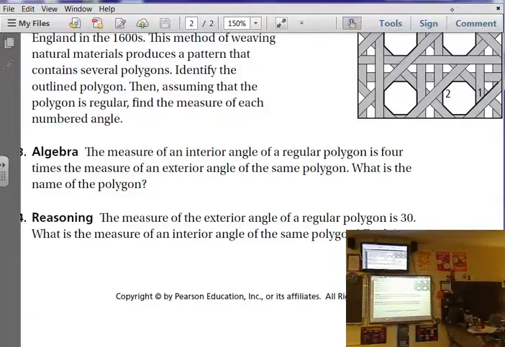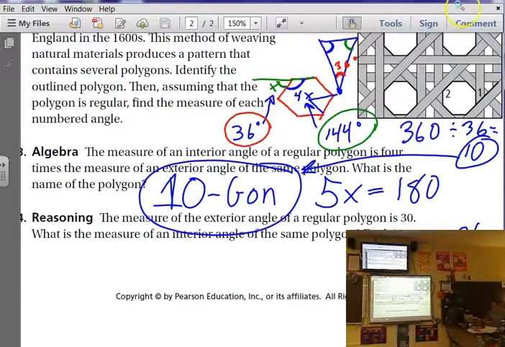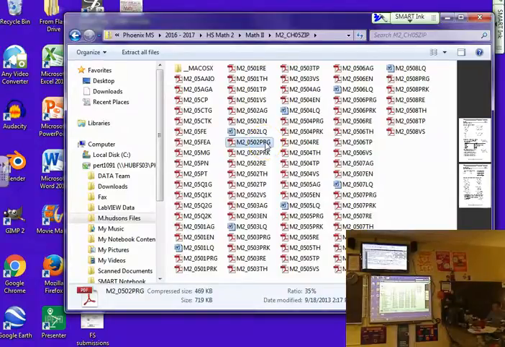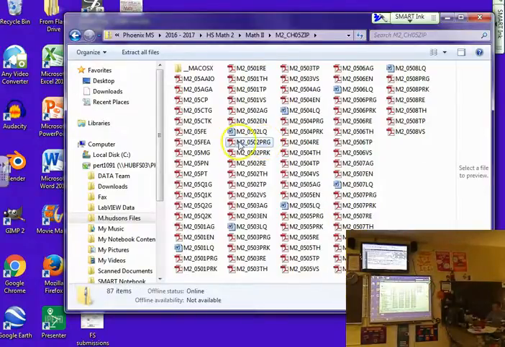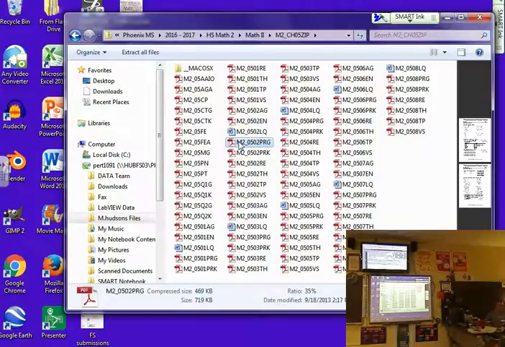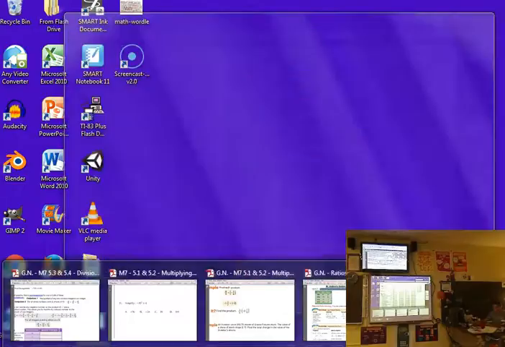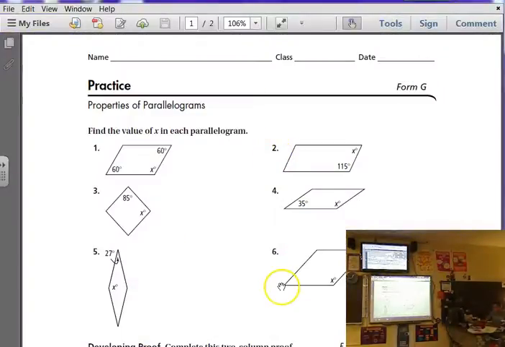5-2. Did we do G or K? G. Any questions? Check it all over. Make sure you understand it. Michelle? Proving that a quadrilateral is a parallelogram, number 20.